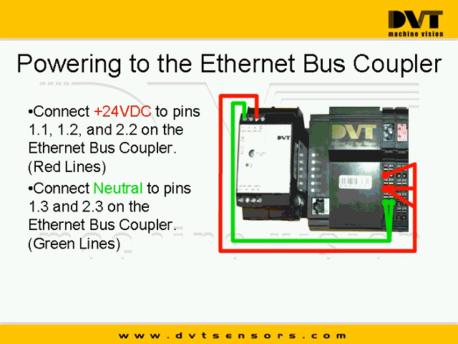So to power the Ethernet bus coupler, what you want to do is find the connections that are required on it, and these are going to be 24 volts necessary to go into those pins labeled 1.1, 1.2, and 2.2 on the bus coupler. Now, you're going to also need to supply a neutral connection to pins 1.3 and 2.3, and those are the green lines that you see detailed in this particular drawing.